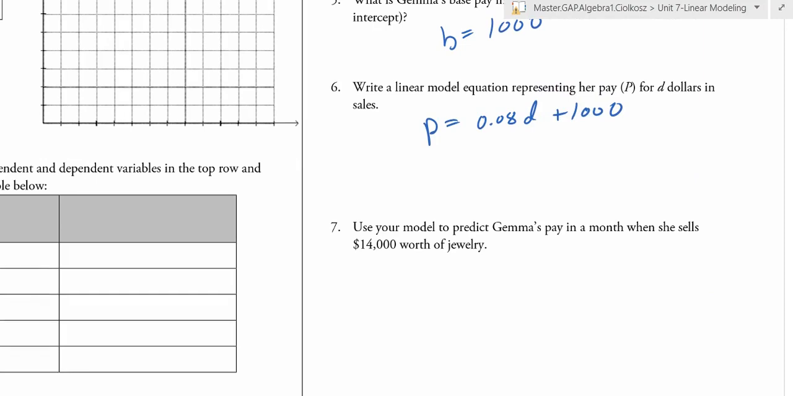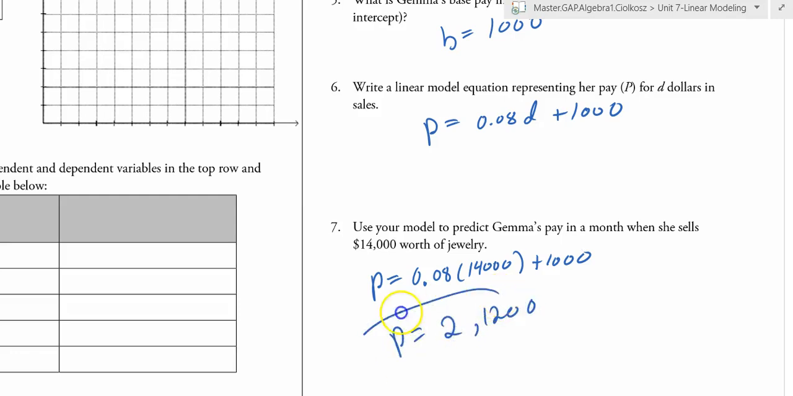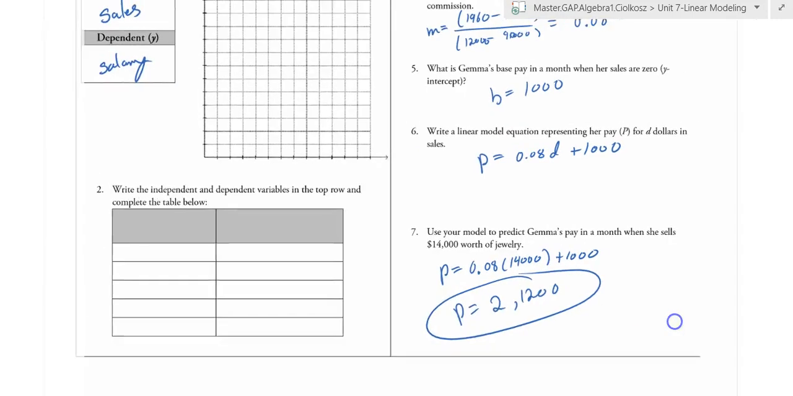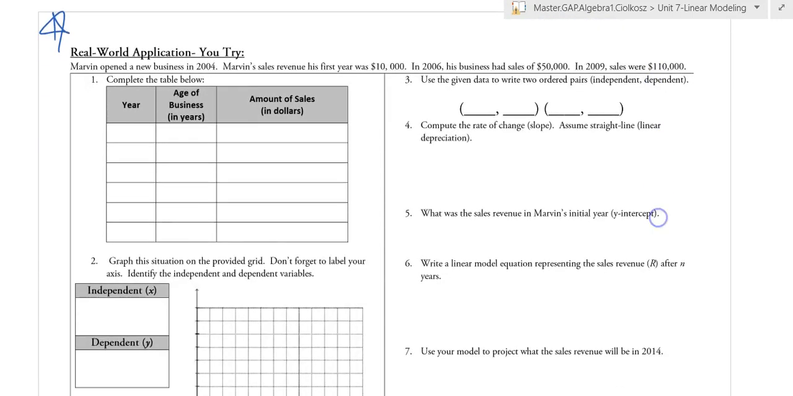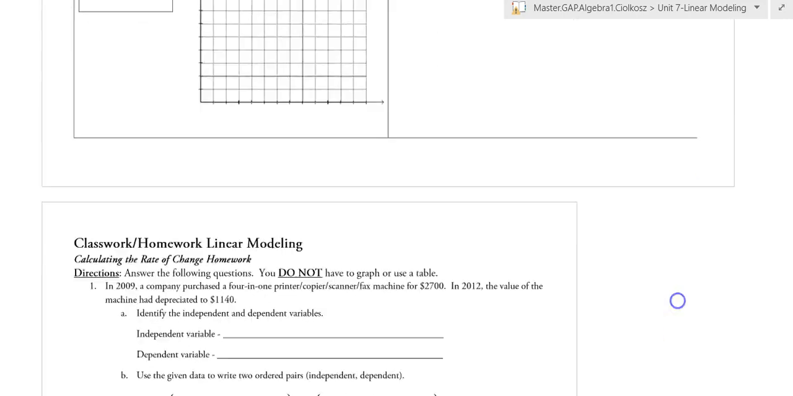Now, if she sells 14,000, well, that'd be P equals 0.08 times 14,000 plus 1,000, plugging it in the calculator. Looks like here her pay would be $2,120. At this point, you're good to move on. You'll be finishing the rest of these problems as practice.